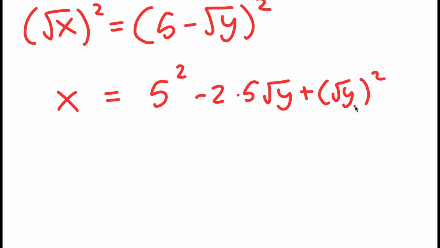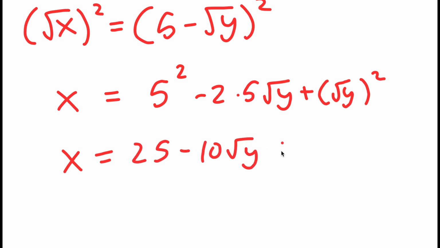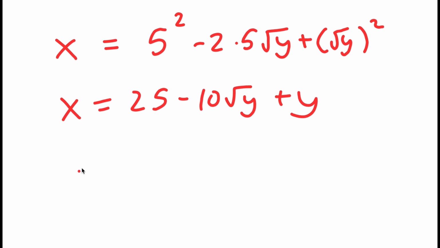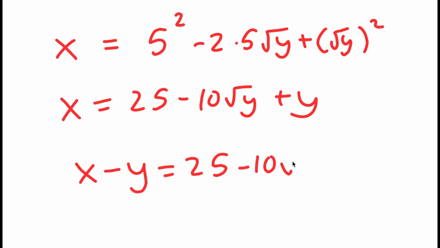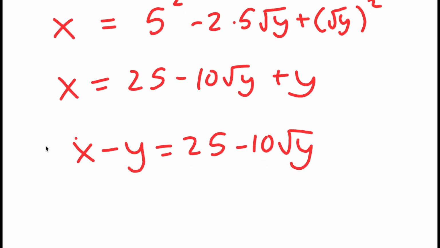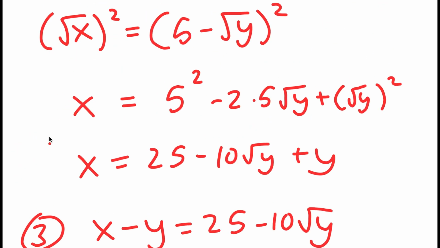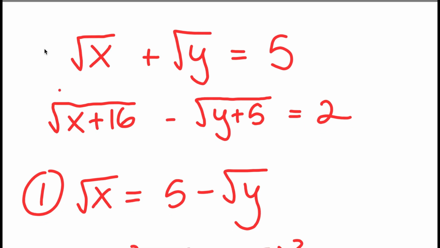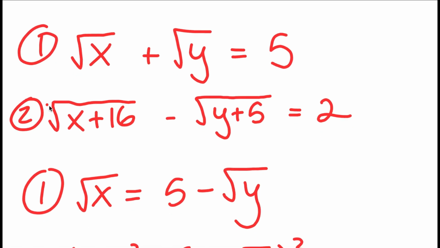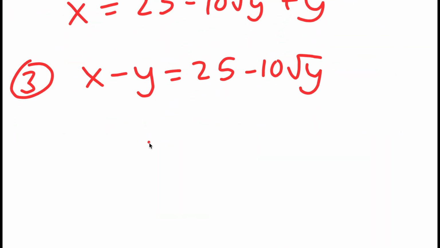Now from here, this turns into x is equal to 25 minus 10 root y plus y, meaning x minus y is equal to 25 minus 10 root y. And I'm going to keep this as equation 3. So going back, this is equation 1 and this is equation 2. Now this is equation 3.